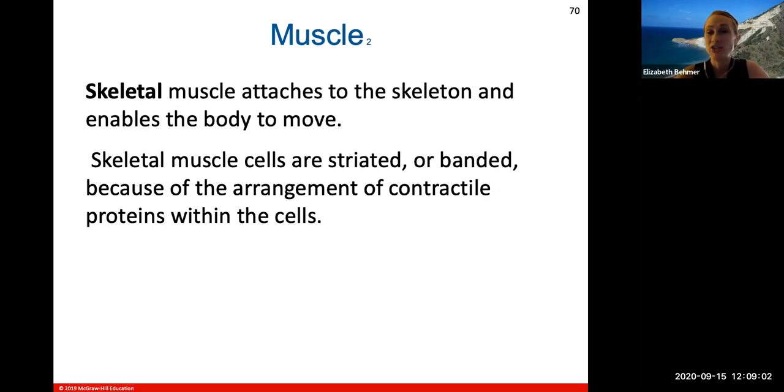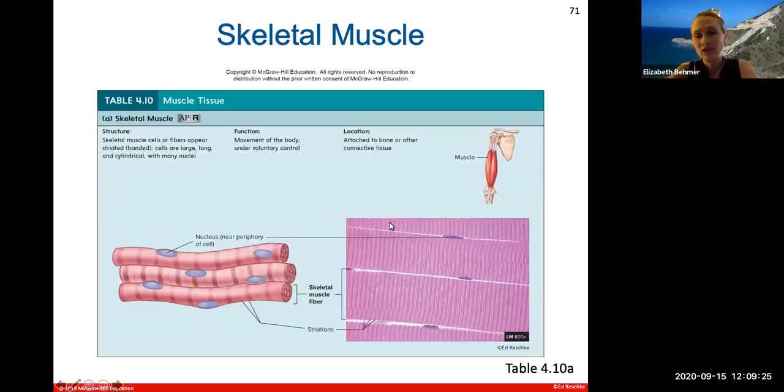Skeletal muscle is attached to your skeleton bones, and that enables your body to move. Skeletal muscle cells will be striated. Think of striation like zebra stripes. They're banded because different arrangements of protein are layered on top of each other. So this is what skeletal muscle looks like. We say it's striated because it has these nice striations, think zebra stripes. So that's skeletal muscle tissue, found attached to bone or other connective tissue.